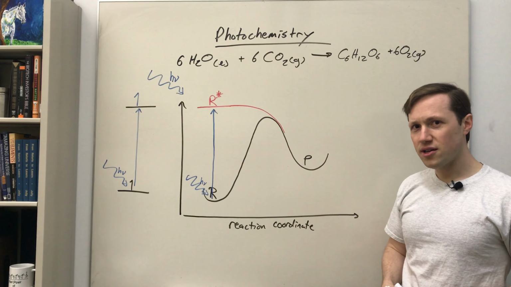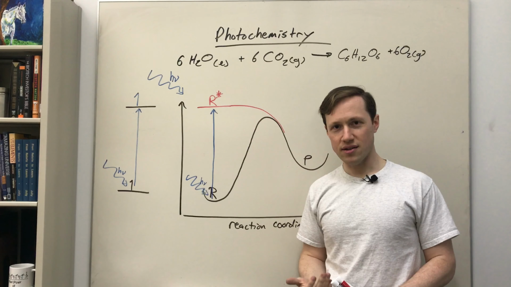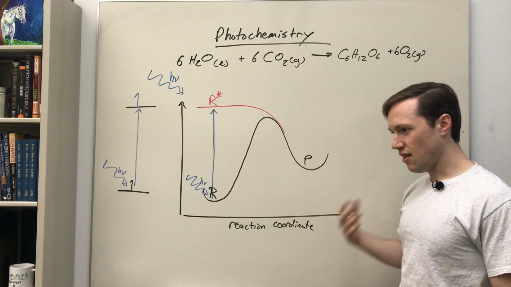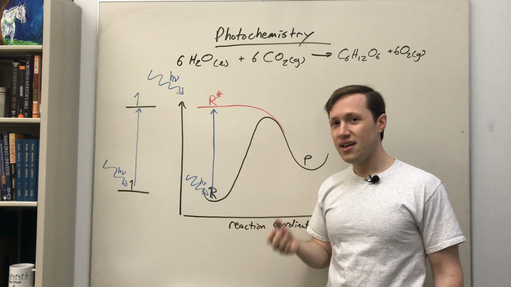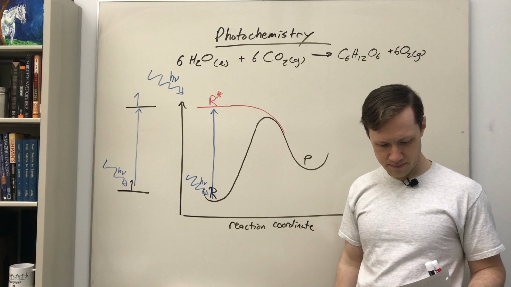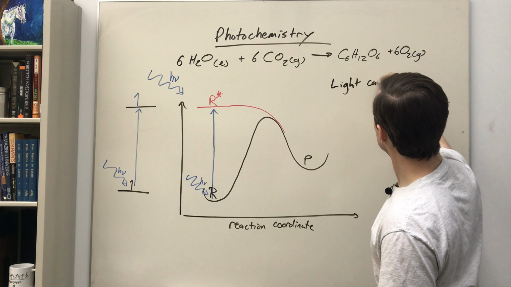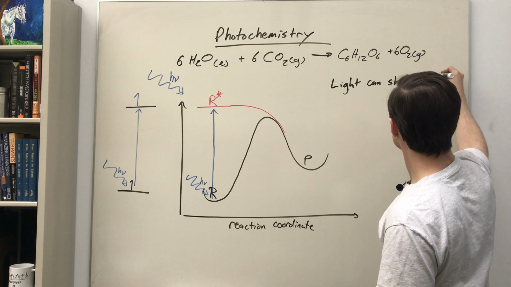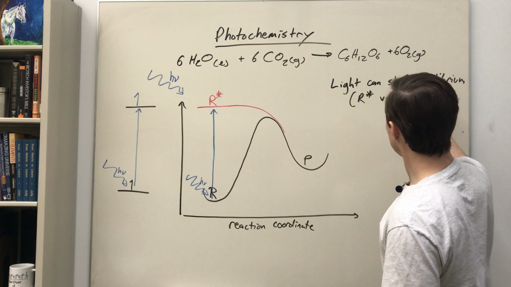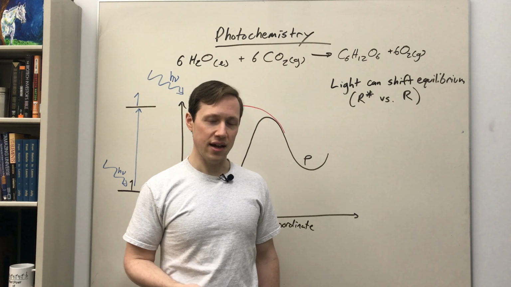That means that we wind up having a reaction equation where, in a sense, light appears as a reactant. That means that light, as a reactant you can add more of, is something that can shift your equilibrium. It can do that because of the energy of that excited species versus the energy of the normal reactants.